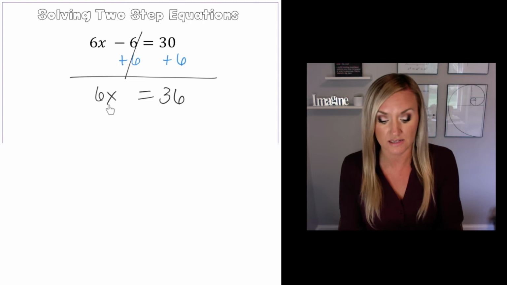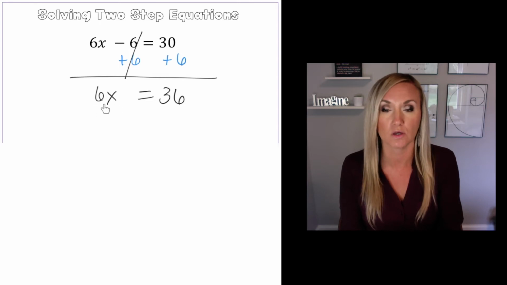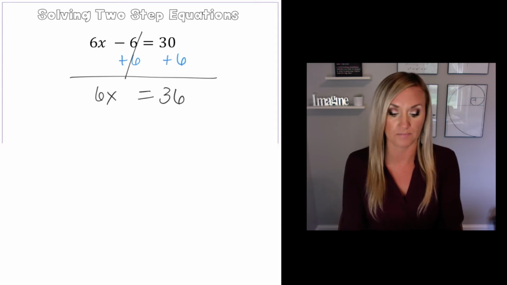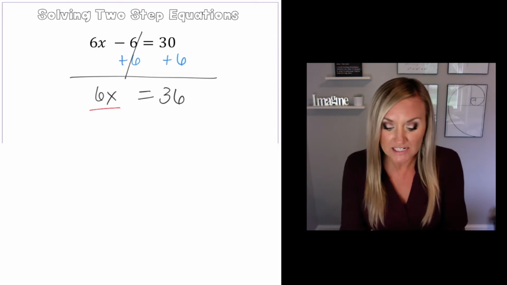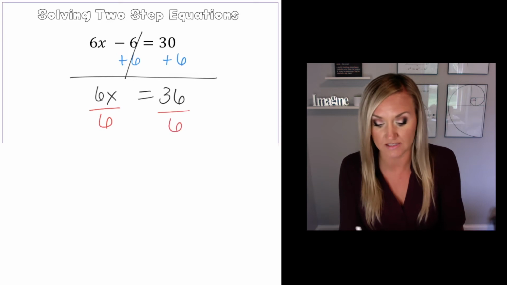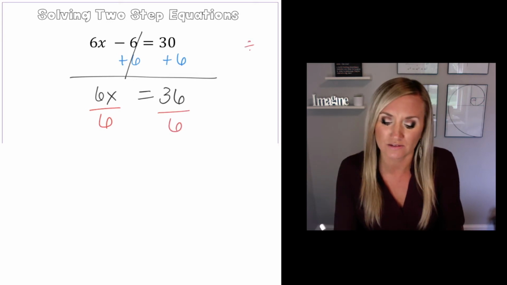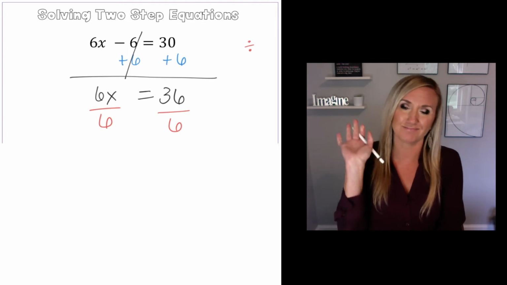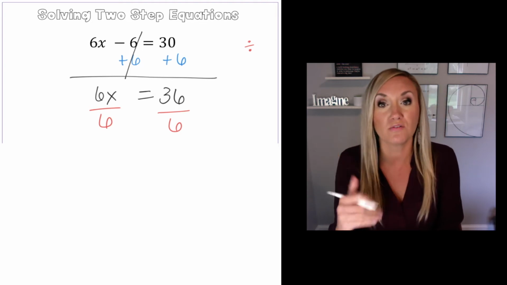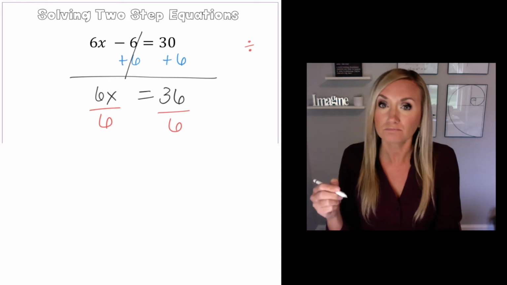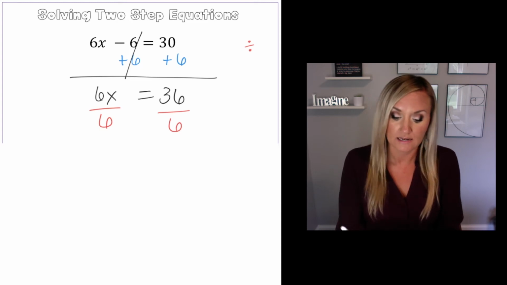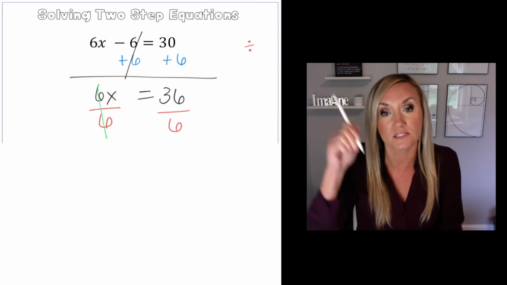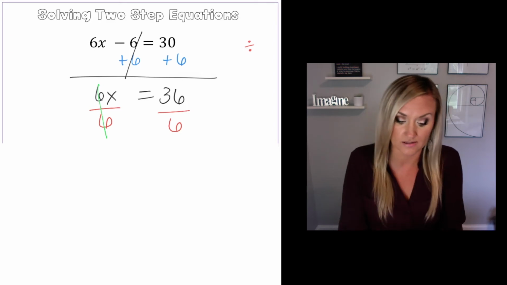Now, what is happening between that 6 and this x? They are multiplying. If there's no addition or subtraction or division sign, we know that they're multiplying. What is the inverse of multiplying? Dividing. So we're going to divide by 6 and divide by 6. You're not going to do that little divided by sign anymore. That's like middle school stuff. When we're dividing, we're going to draw that fraction bar. So now we have 6 divided by 6, which is 1. 1 times x is just x.